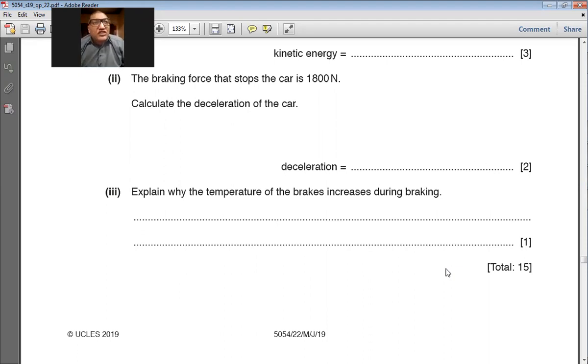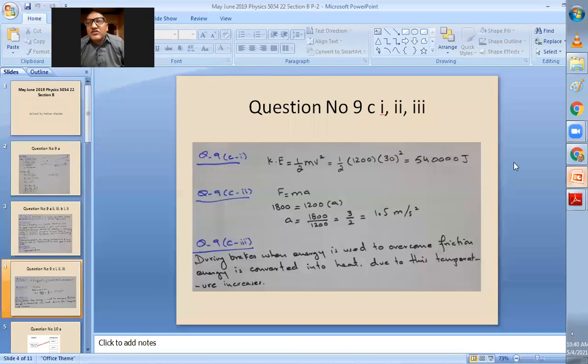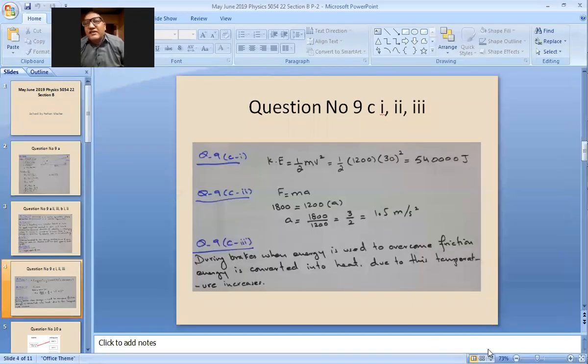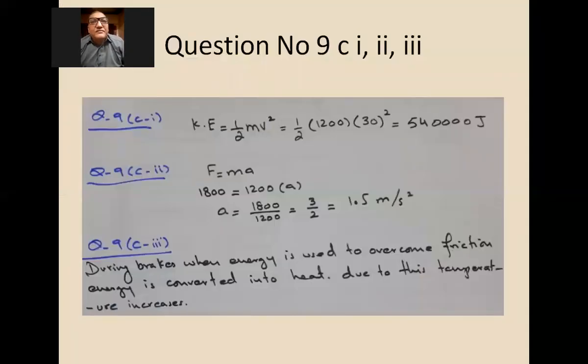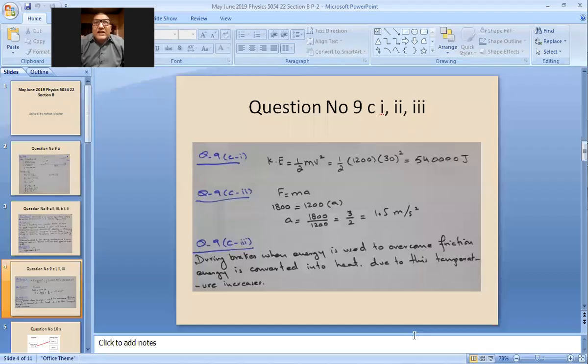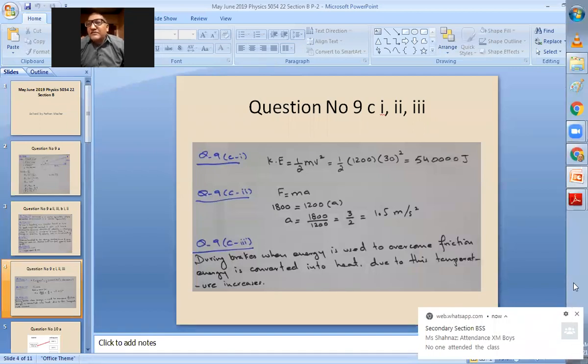Let me show you. So this question number 9 is approximately done. Let me check my written answer. And then we will see: during braking, when energy is used to overcome friction, energy is converted into heat. Due to this, temperature increases. So I have not written here the friction between the brake pads and the brake drum. Whenever you name friction, you have to mention the surfaces between which the friction you are talking about. Okay, so let's check the marking scheme, what the marking scheme has to say.